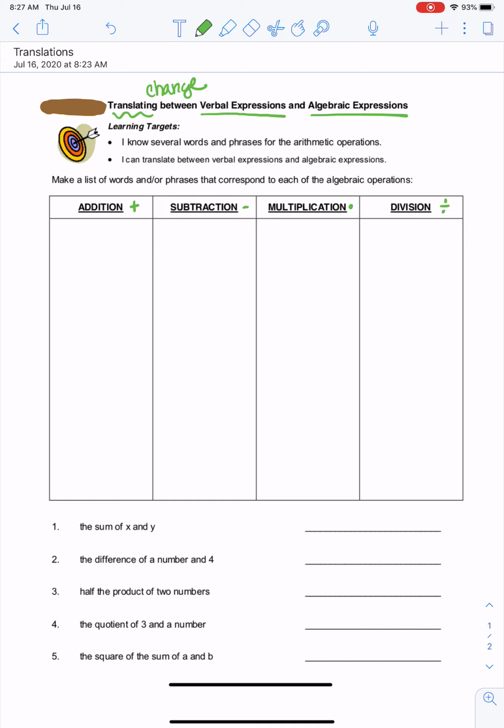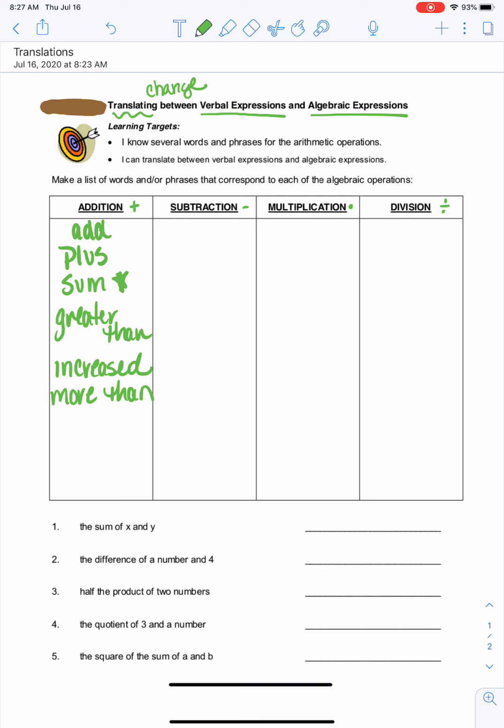So some special words that mean addition, there's some easy ones of course. So I have add, plus. A really important one is going to be sum. A lot of people forget that one. Greater to or greater than. The word increased means to add. More than. And total. How much do I have total or all together? Those are some heavy hitters that you should have on your list that mean to add together.